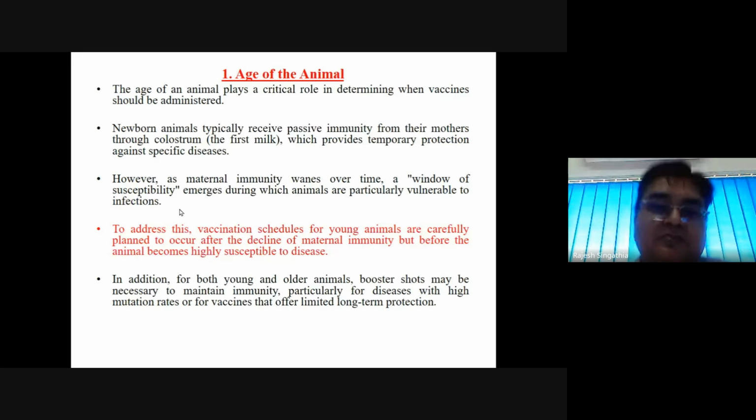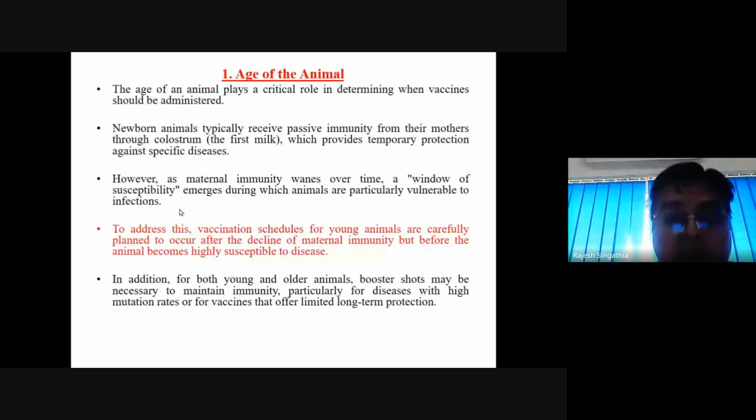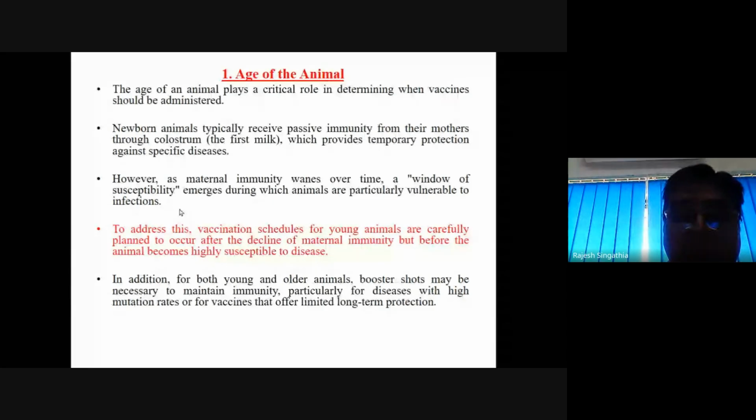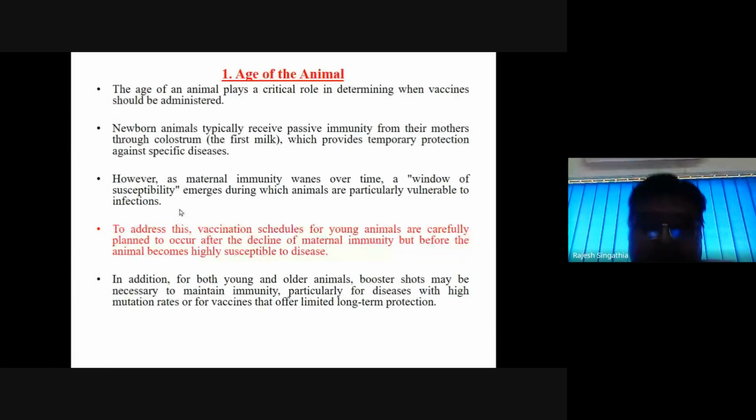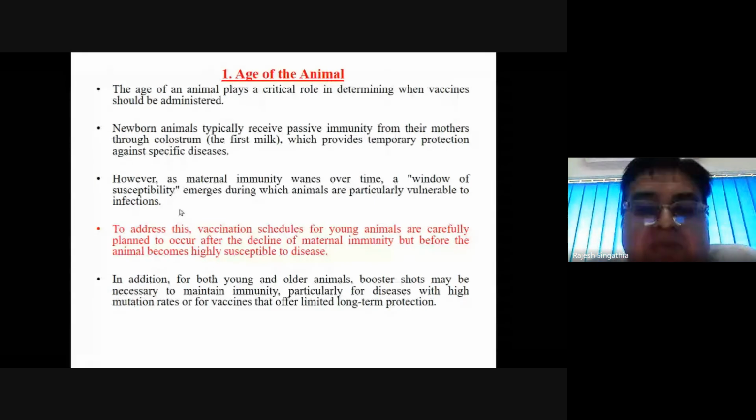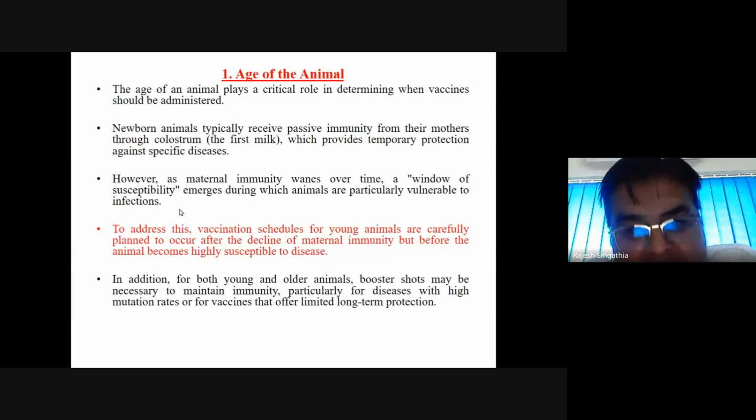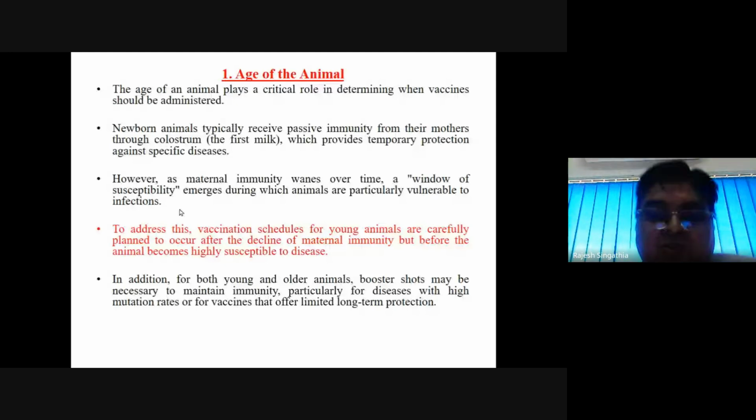To address this, the vaccine schedule for young animals is carefully planned to occur after the decline of maternal antibody, but before the animal becomes highly susceptible to disease. This is a very important criterion for determining the vaccine schedule. In addition, for both young and older animals, booster shots may be necessary to maintain immunity, particularly for diseases with high mutation rates or vaccines that offer limited long-term protection.